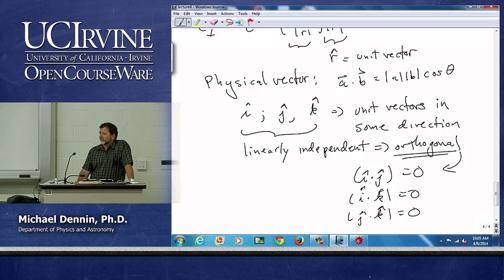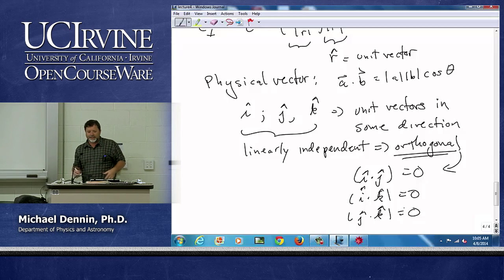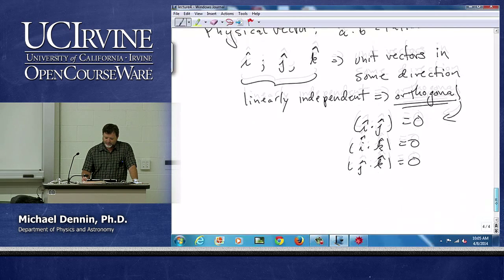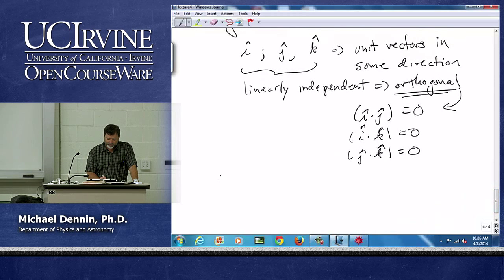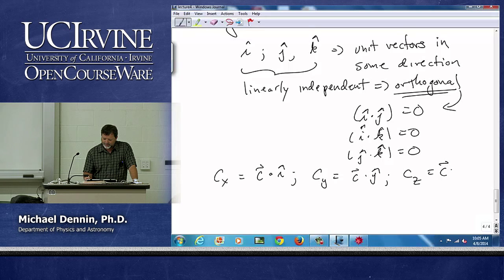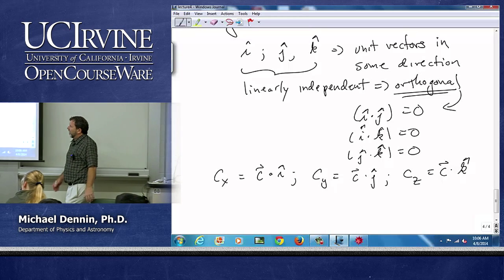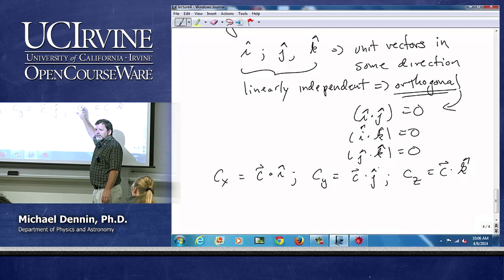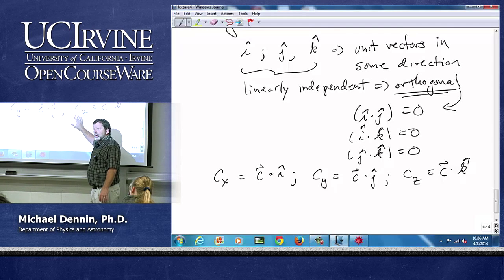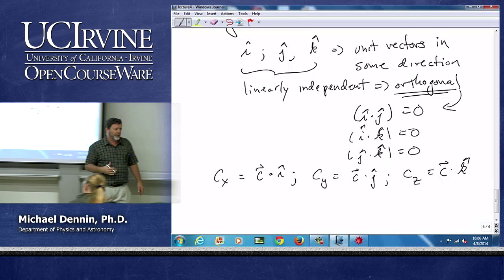Once I have those unit vectors, I can project any vector onto each of them. So I can now define my components. So Cx would be C dot i hat. Cy would be C dot j hat. And Cz would be C dot k hat. Now, you've been using physical vectors your whole life, ever since you started doing anything in physics or math. And so developing this machinery might seem excessive at this point. However, you'll find once we get to abstract vectors, it's critical, because you won't have that same intuition and you'll have to rely on it.